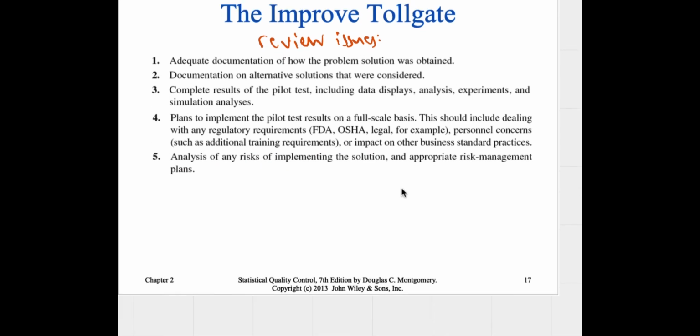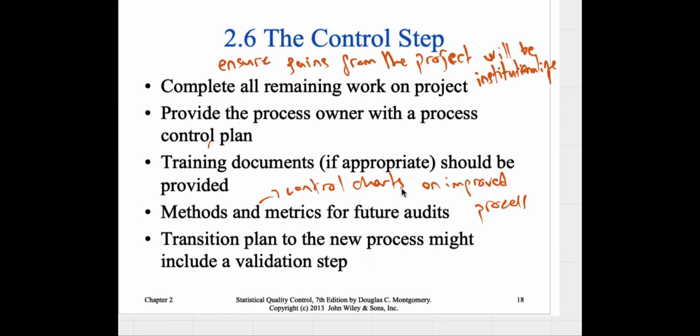In the control step, we are gonna complete all remaining work on the project. Then we can transit this improved process or improved product into real production. And we cannot be sure that it will be a smooth transition, so it will be an iterative approach. We can modify our design of the processes or the products, then we can get a final validation, then we can make a transition to real life for our improved processes and the products or services. Here also we are using control charts, but on the improved process, not the original processes.